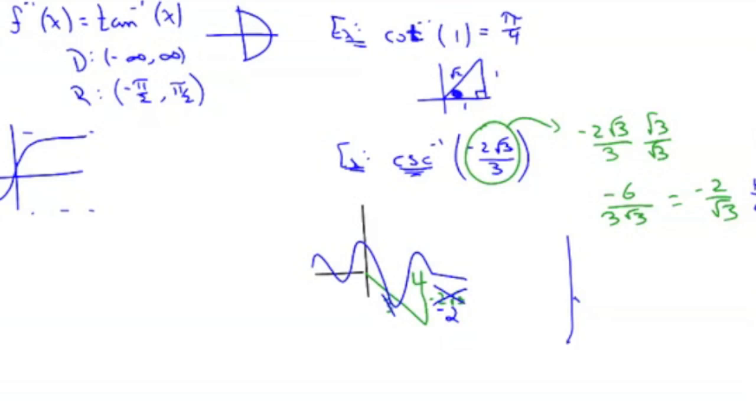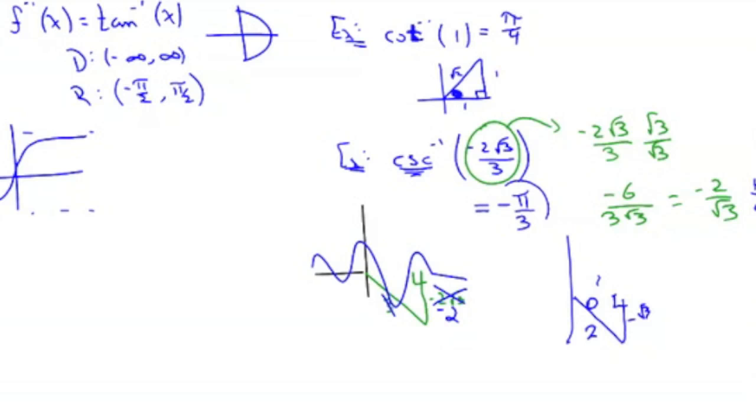So, fourth quadrant. Hypotenuse is 2. This side is negative square root of 3. And the third side is 1. So this angle has to be negative pi over 3.